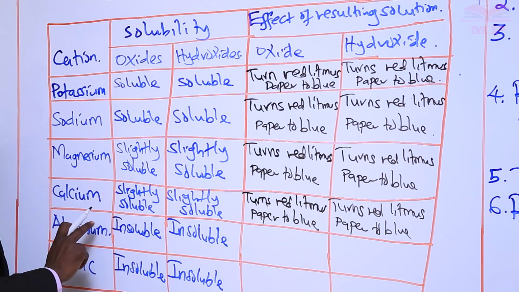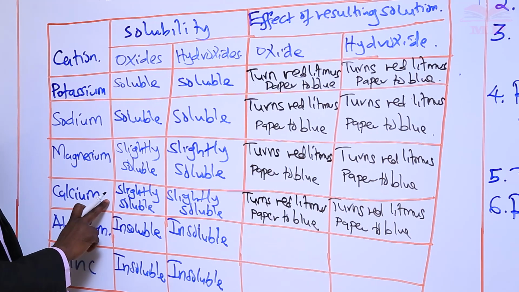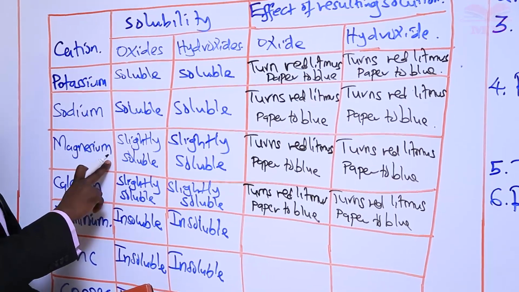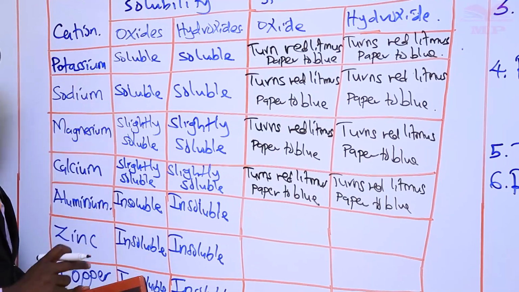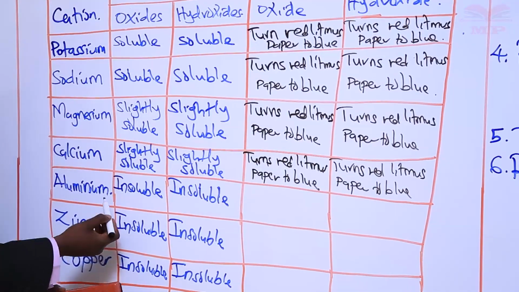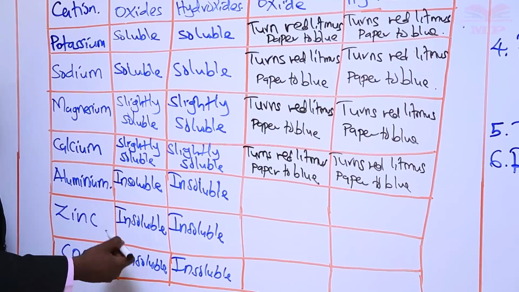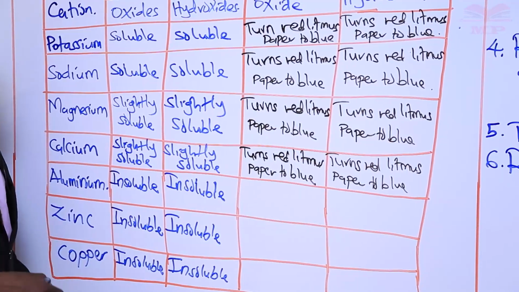So here the basic solution formed is called calcium hydroxide. Here we form magnesium hydroxide. Here we form sodium hydroxide, and then here we form potassium hydroxide. Now, for the three that are insoluble, it means we shall not form any basic solution.